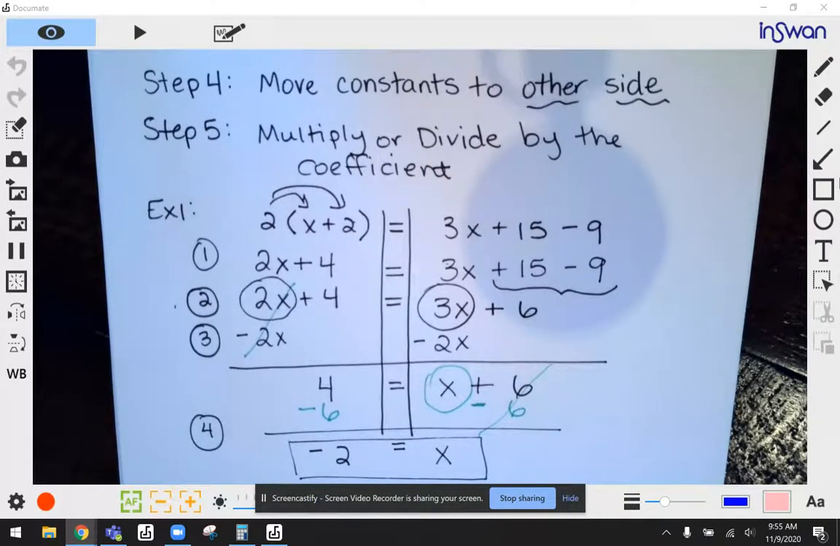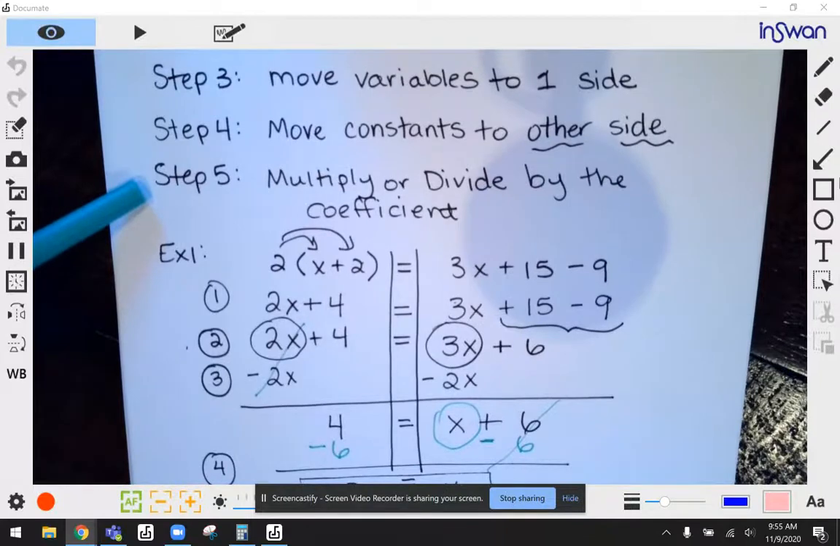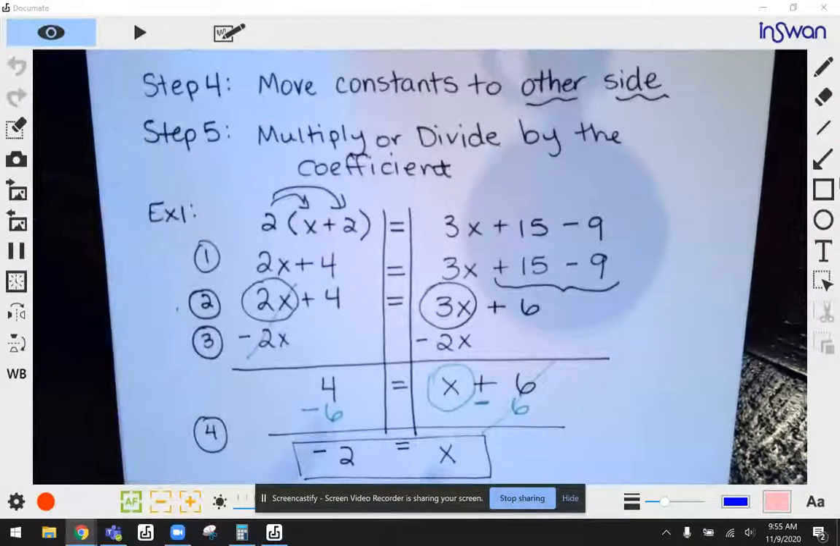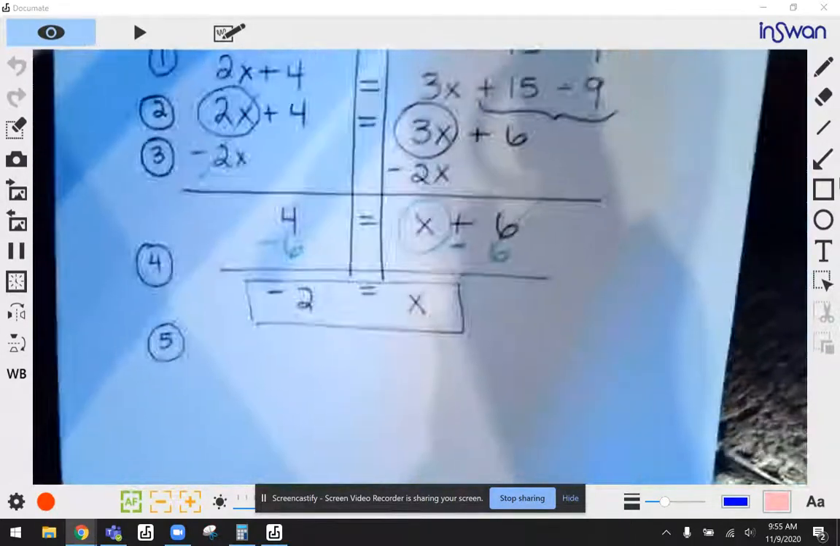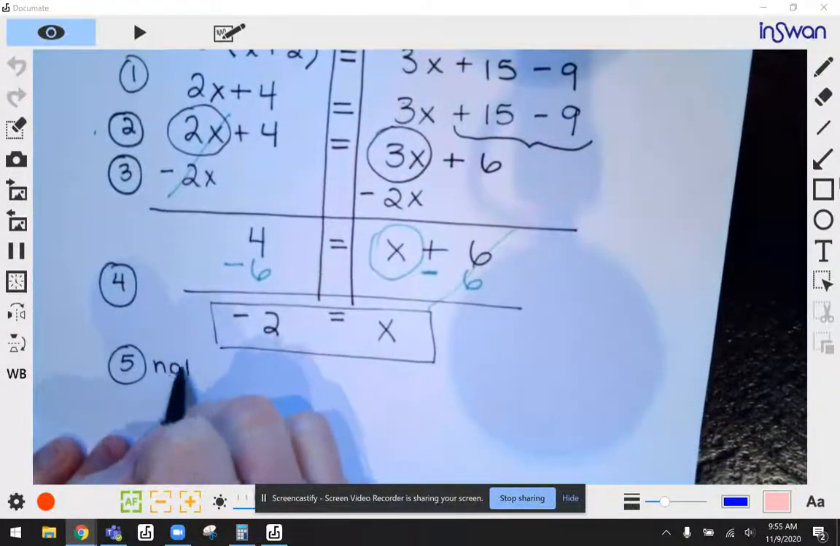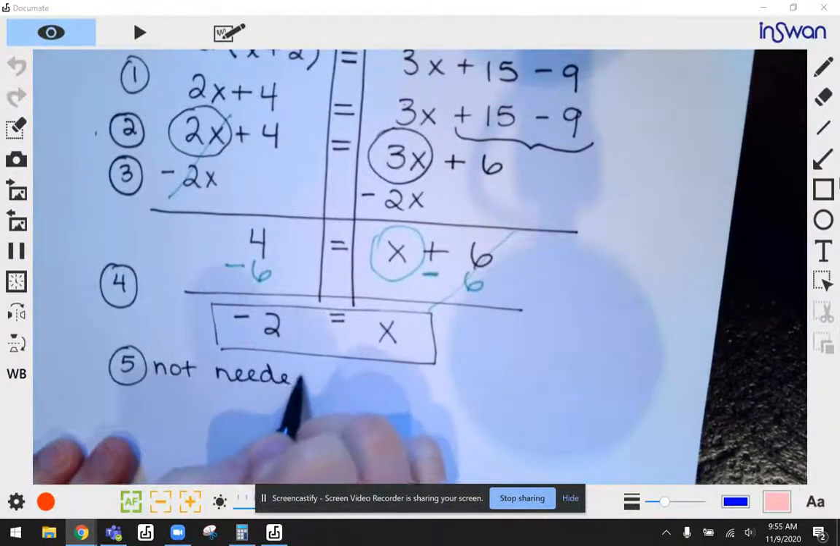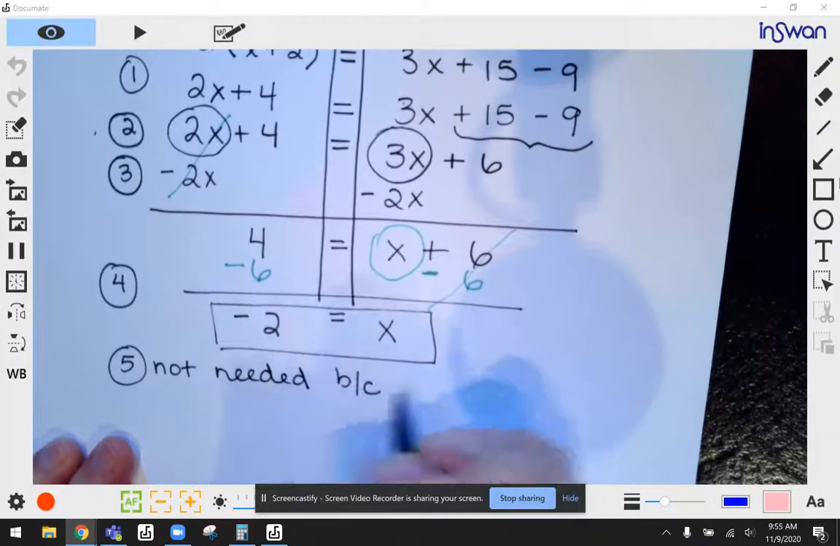Okay. Step 5 says to multiply or divide by the coefficient. Since my x only has a coefficient of 1, I don't need to do step 5. Okay, so step 5 is not needed here because my coefficient is 1.